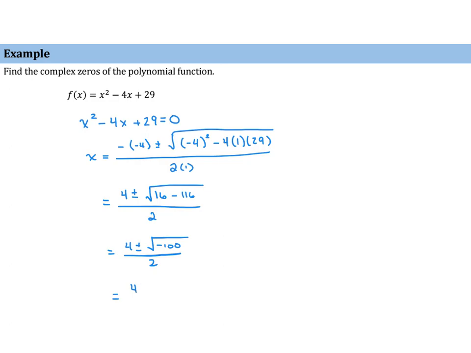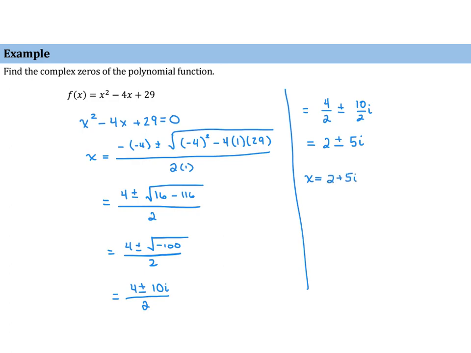That's 4 plus or minus, now the square root of 100 is 10, and the i will be present because of the negative underneath the radical. So now that means that we have 4 over 2 plus or minus 10 over 2i. Remember that whenever we write complex numbers, we write them in standard form. So 2 plus or minus 5i. So notice that we have two zeros, 2 plus 5i and 2 minus 5i.